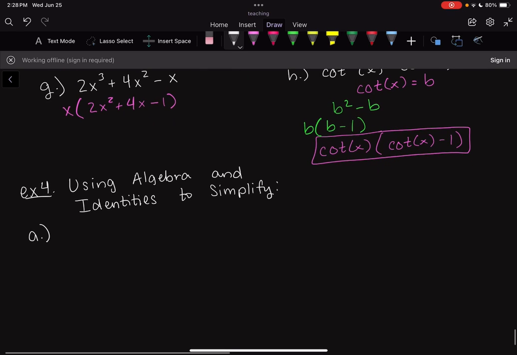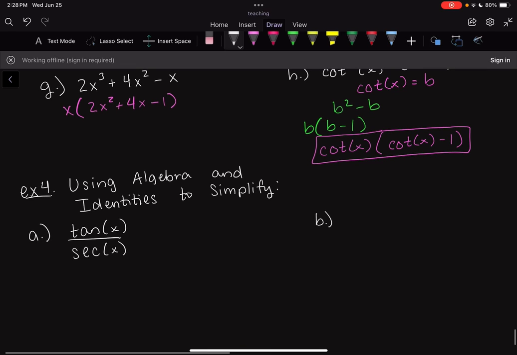So for our first one, I have tangent x over secant x. We're going to simplify that. And then part B over here, we'll do sine x plus cotangent x times cosine x.